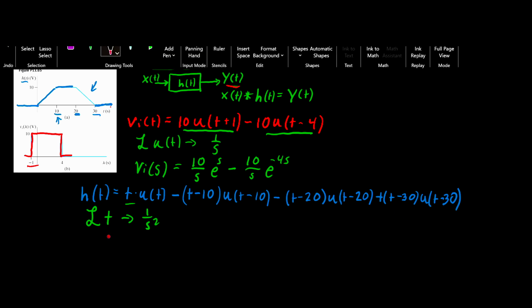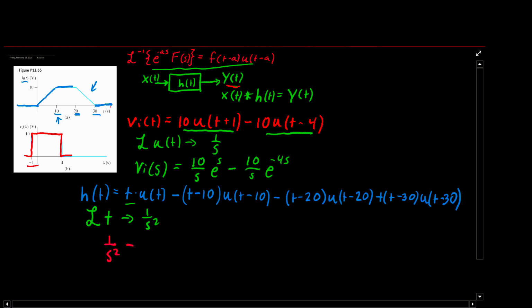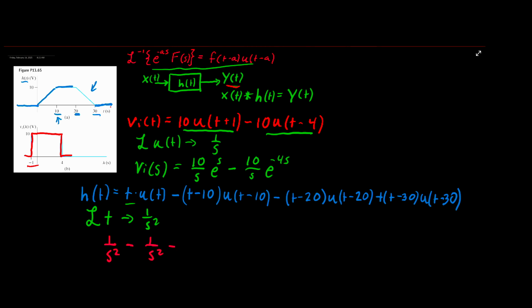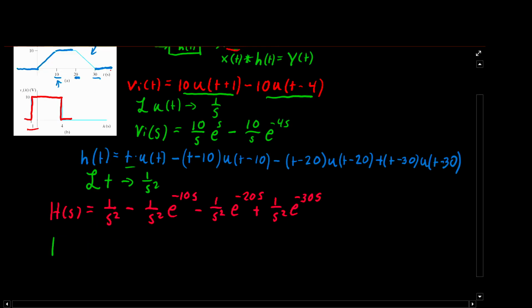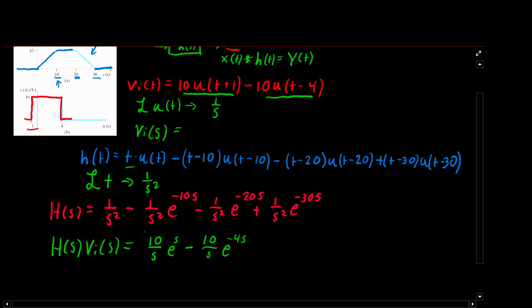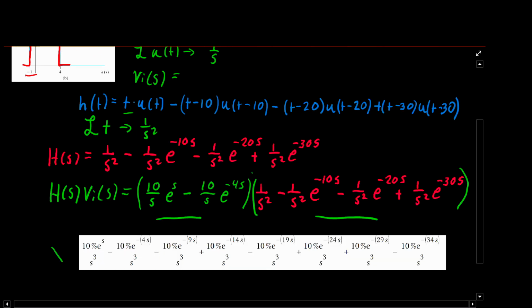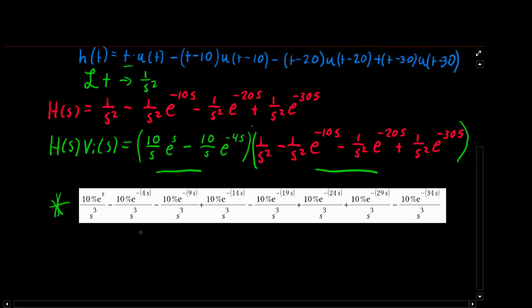Beginning with our first term, we have 1 over s squared minus 1 over s squared e to the negative 10s minus 1 over s squared e to the negative 20s plus 1 over s squared e to the negative 30s. And this equation is now describing our H(s). The next step to find our output is we need to multiply H(s) times our input, Vi(s). And that'll be equal to our input multiplied by H(s). And if we expand out these terms, this is what we are left with. And this is our output in the s domain.